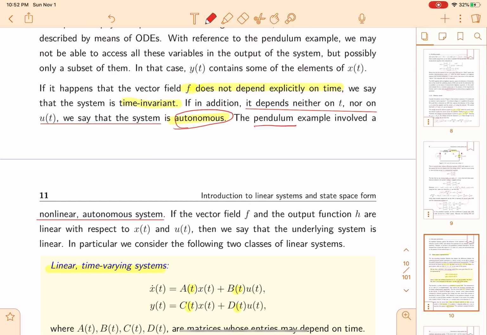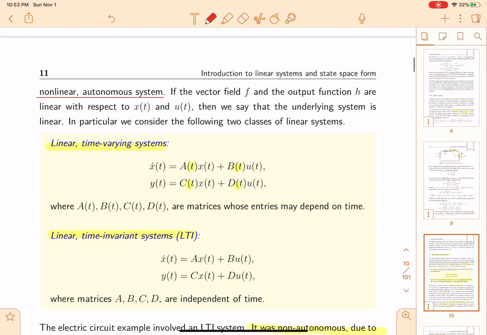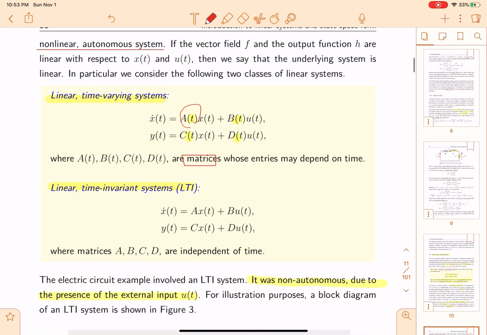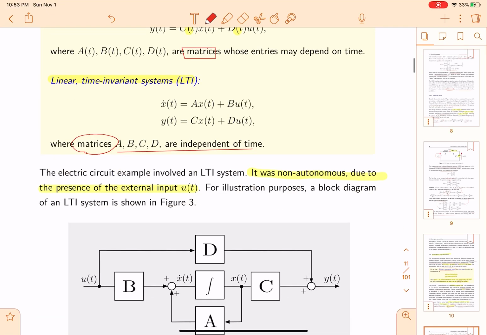So the pendulum example is a nonlinear autonomous system. For a time-varying system, we have coefficient matrices. These are all matrices whose entries may depend on time. But for an LTI system, the A, B, C, D matrices are independent of time. For the electric circuit example, that is a time invariant system. It is non-autonomous because we have an external input.